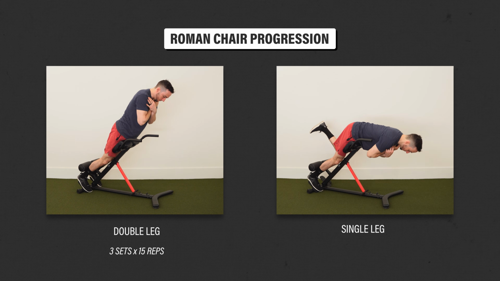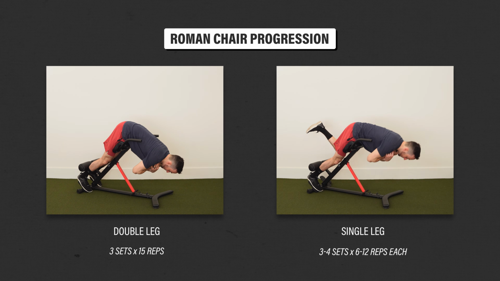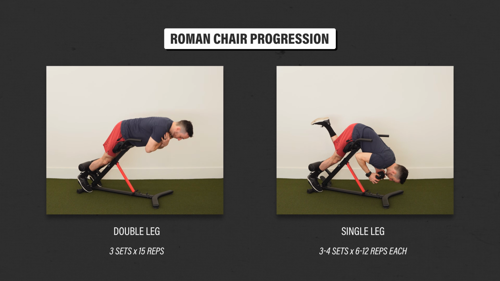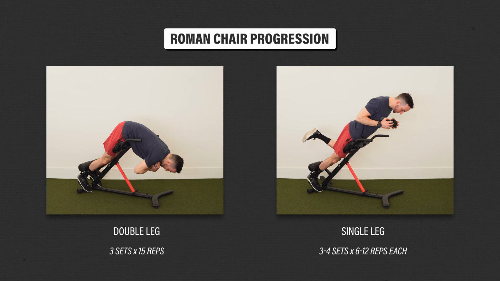And level 2, single leg. Perform for 3 to 4 sets of 6 to 12 reps on each side. To make this harder, you can progress by holding a weight across your chest.